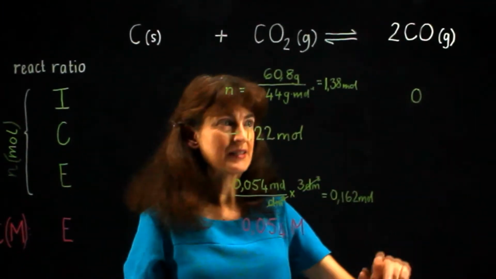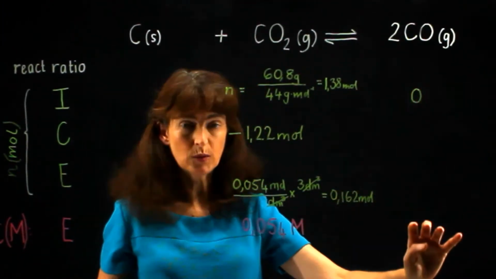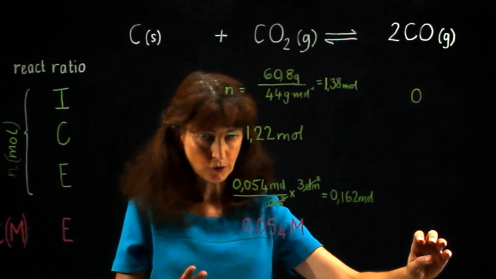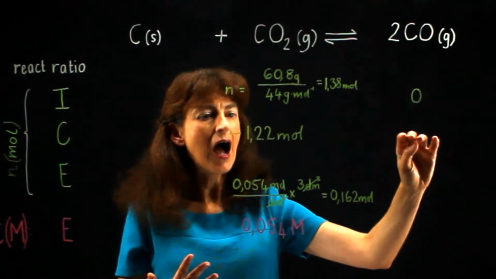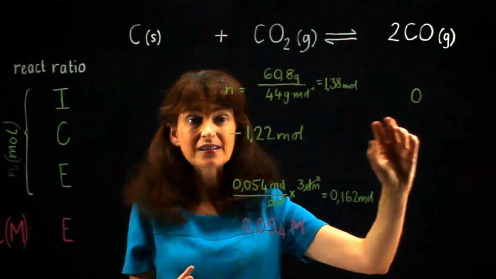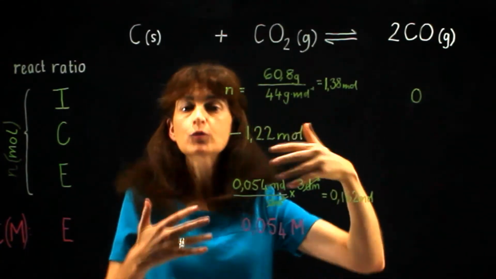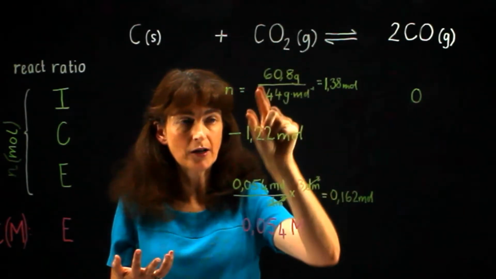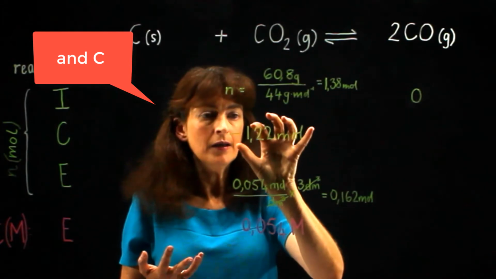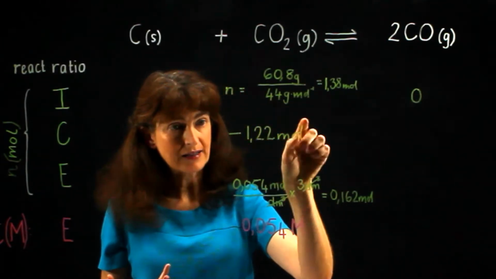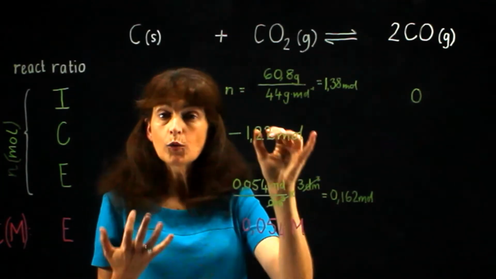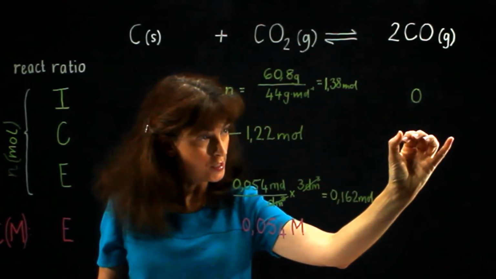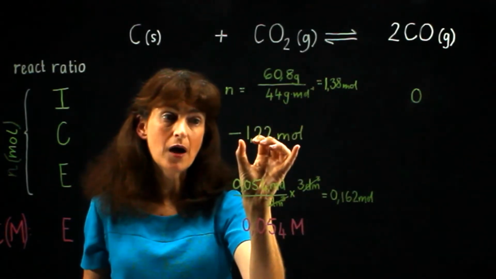So how does this help us? We're trying to find out the equilibrium concentration of carbon monoxide. To do so, we need to find out how much carbon monoxide was produced. Where does it get produced from? It gets produced by carbon dioxide reacting. How much carbon dioxide reacted? This much. So what would the stoichiometric equivalent of carbon monoxide be from this amount of carbon dioxide?